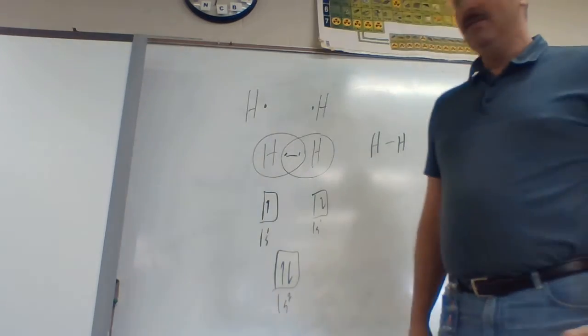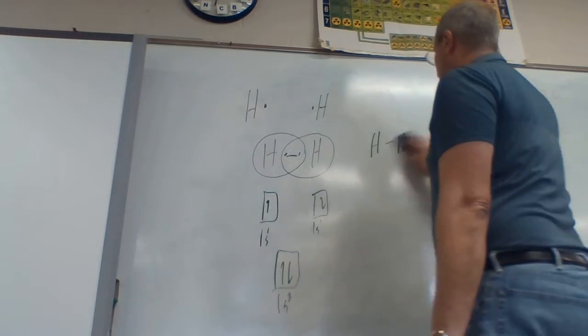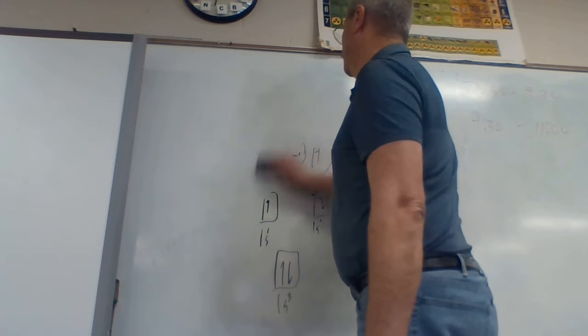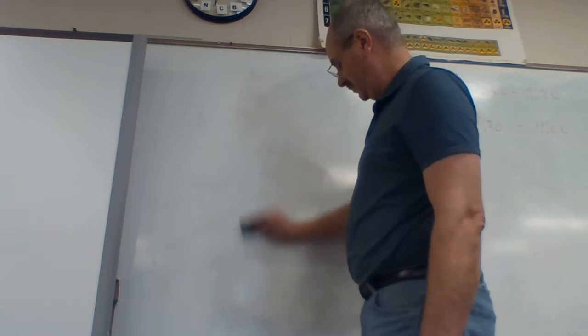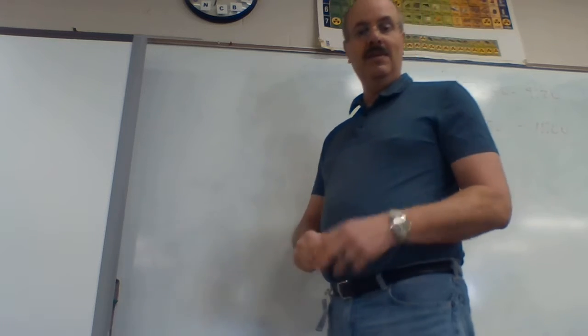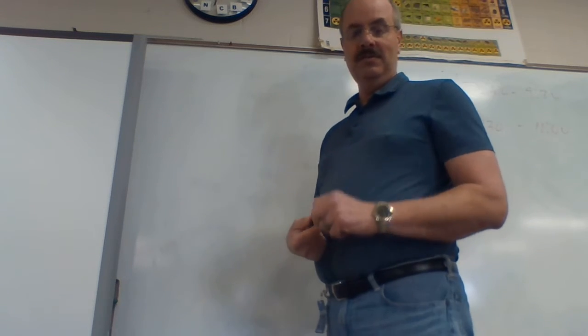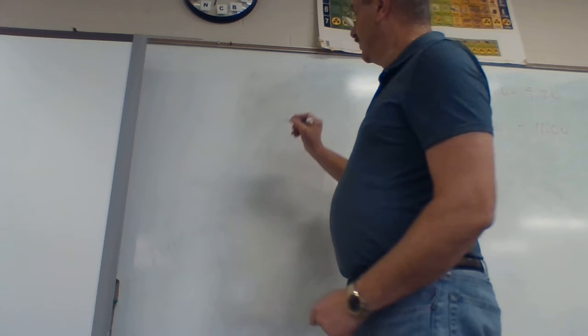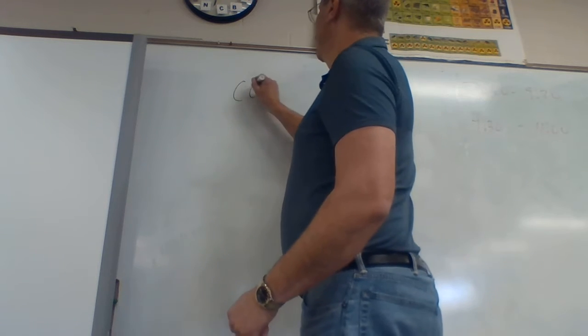So now let's go to a double covalent bond. So we're going to get rid of this. Remember, single covalent, all it is is we're sharing one pair of electrons. Now we're going to do carbon dioxide. Double covalent means we're going to share two pairs, so four electrons. So we go carbon dioxide.